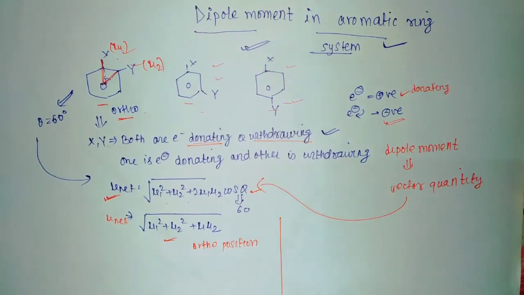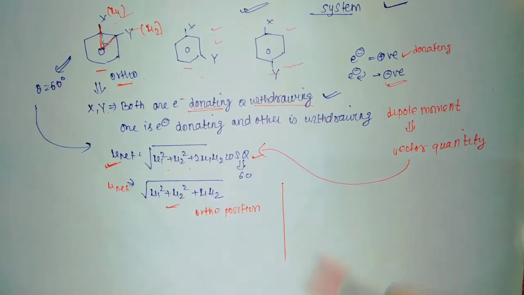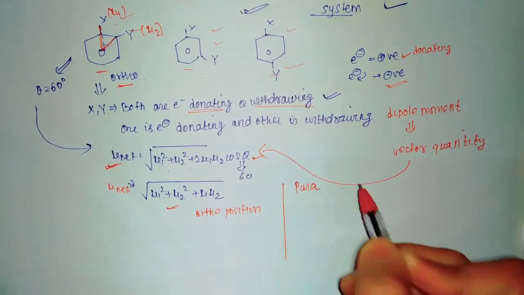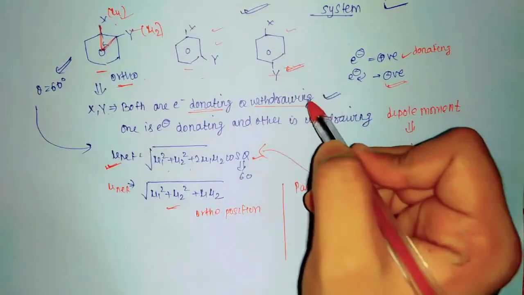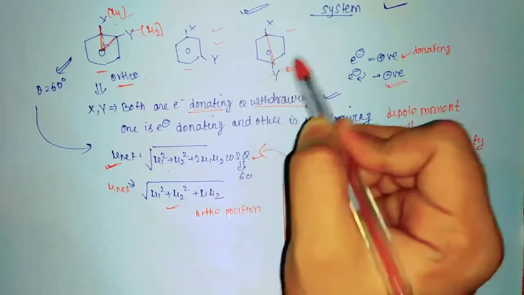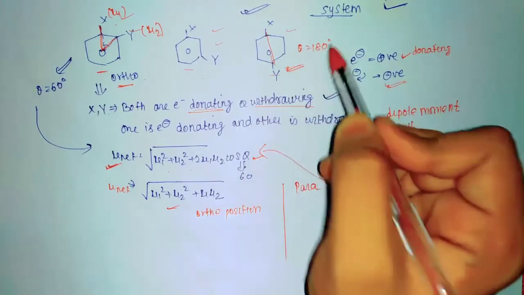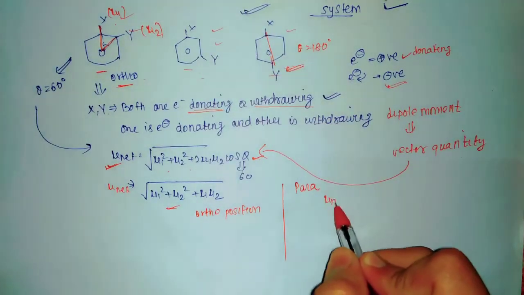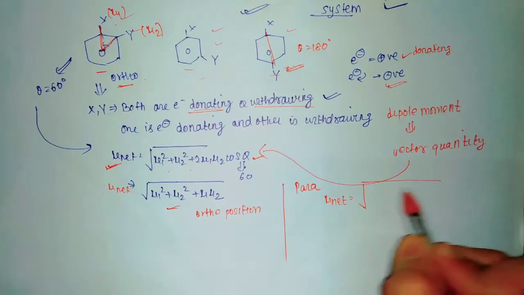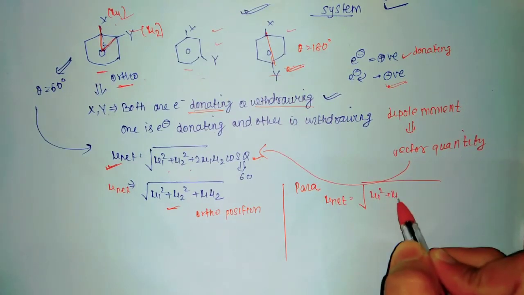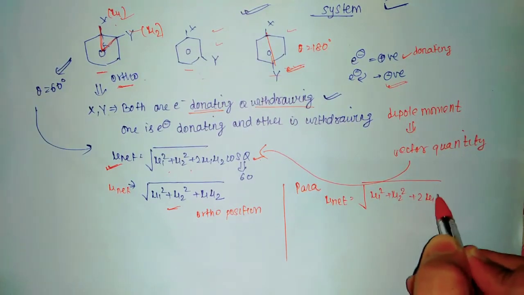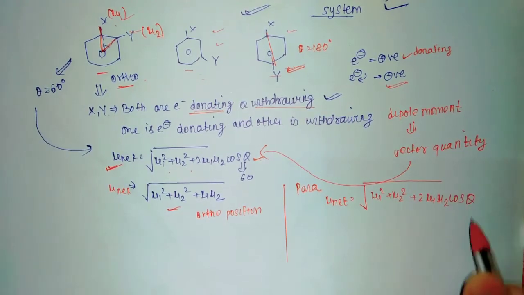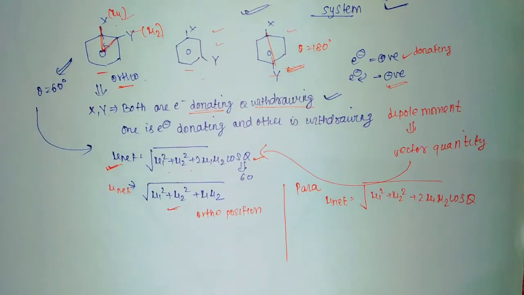Now let's move to the para position. Here is the para position. The angle between them, theta, becomes 180 degrees. So mu net is again under root of mu1 square plus mu2 square plus 2 mu1 mu2 cos theta. Always remember this case is for when both groups are electron withdrawing or both donating.